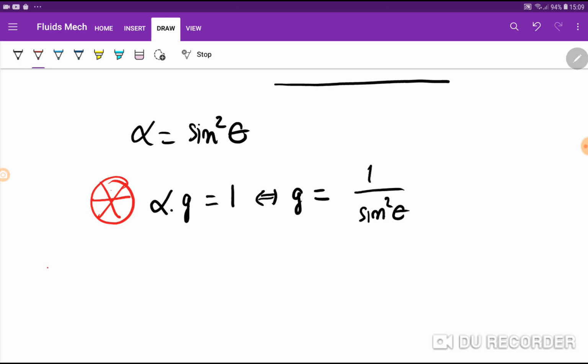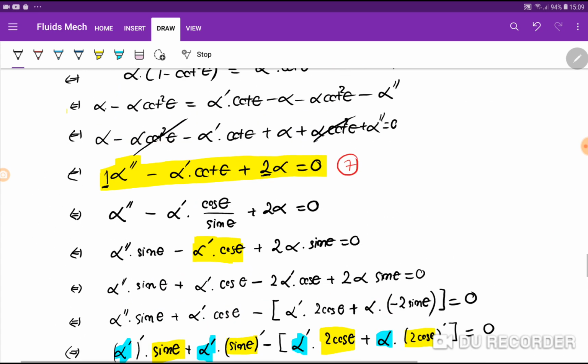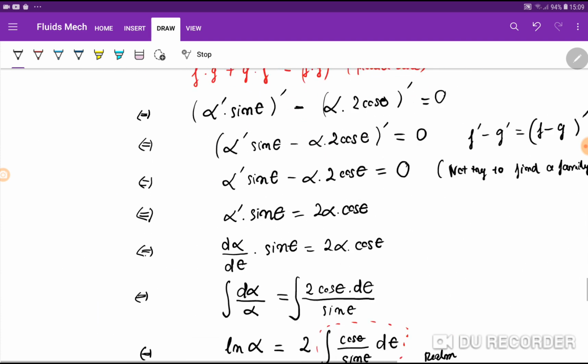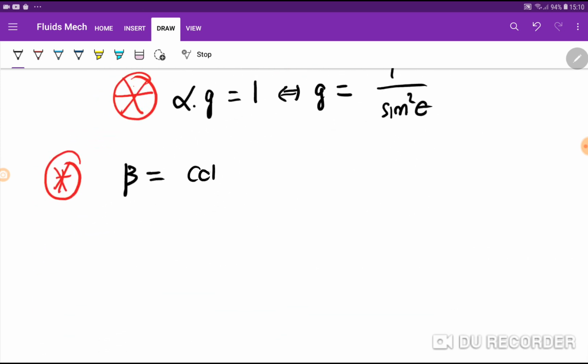Okay, the second British circle, I call it British circle because it's a British flag but in the circle. You see what I'm saying? You have beta. Beta equals cotangent theta times alpha minus alpha prime.